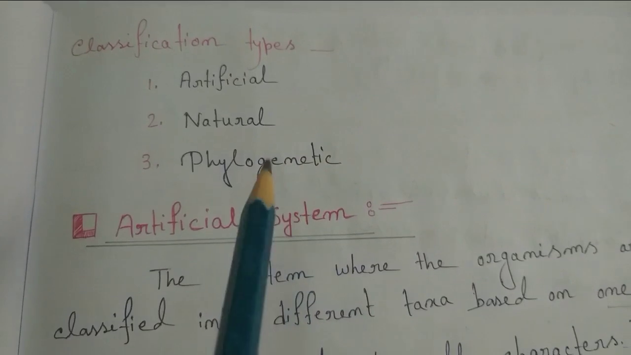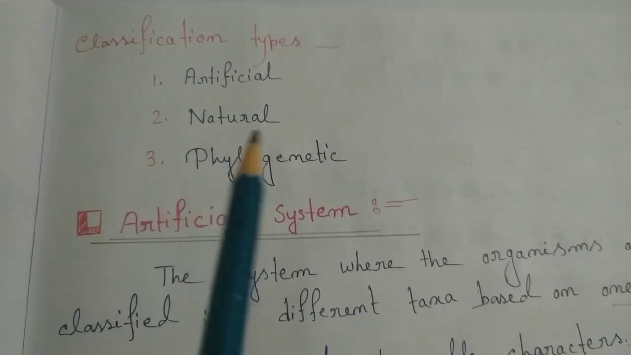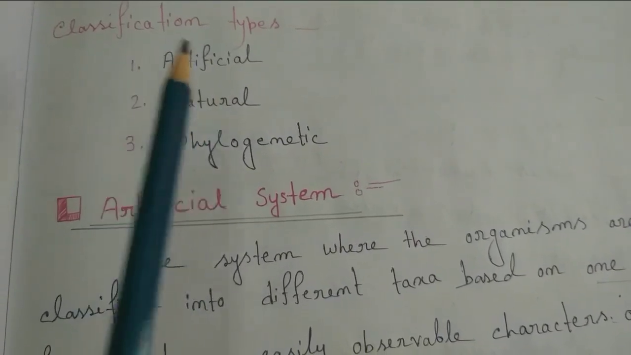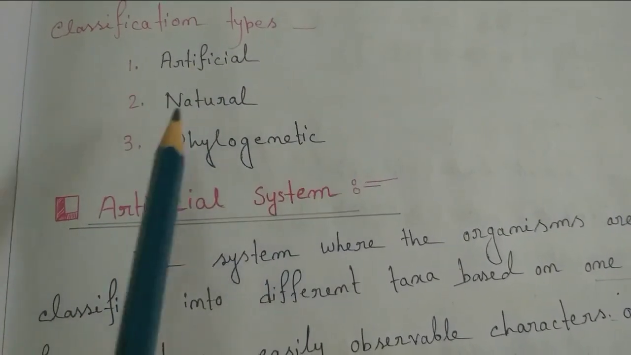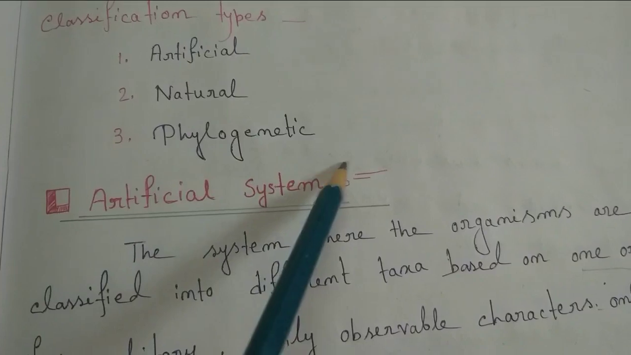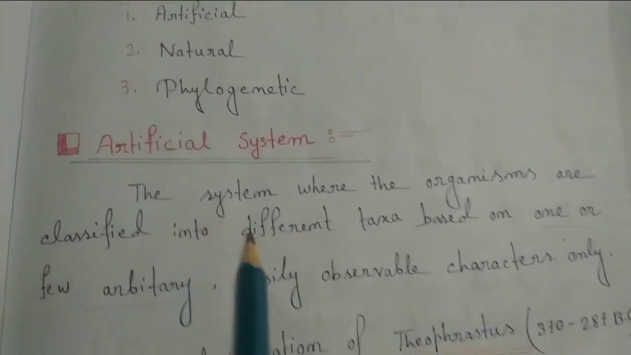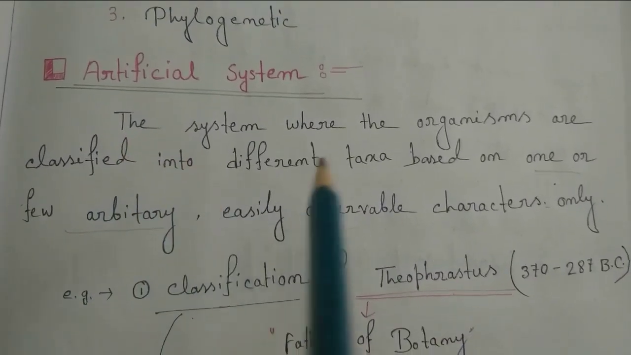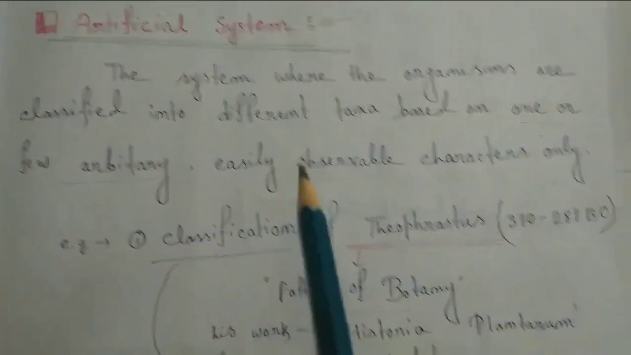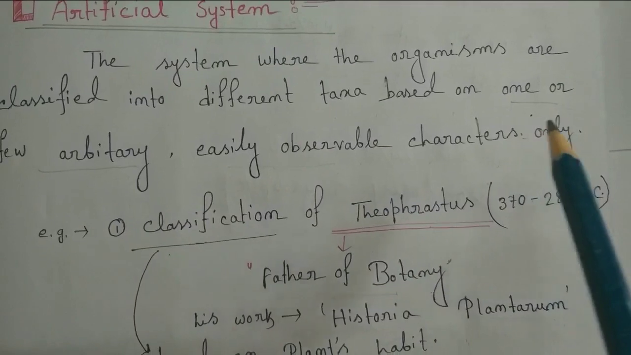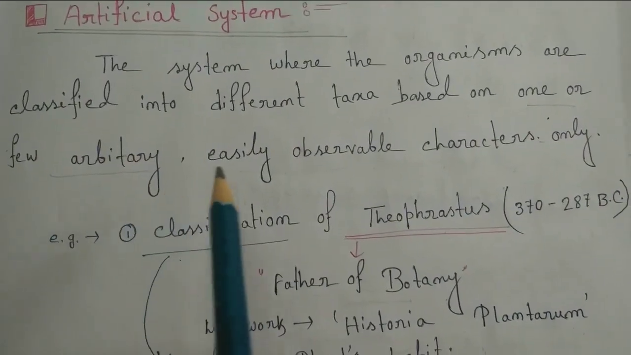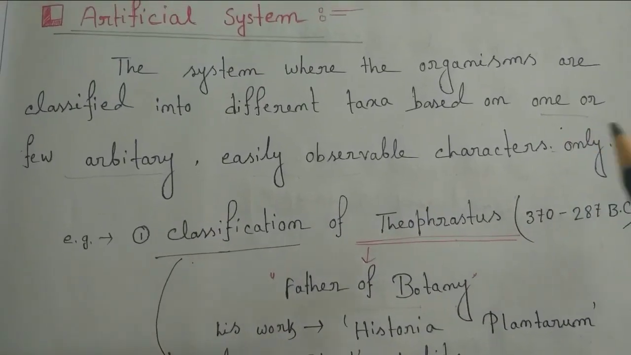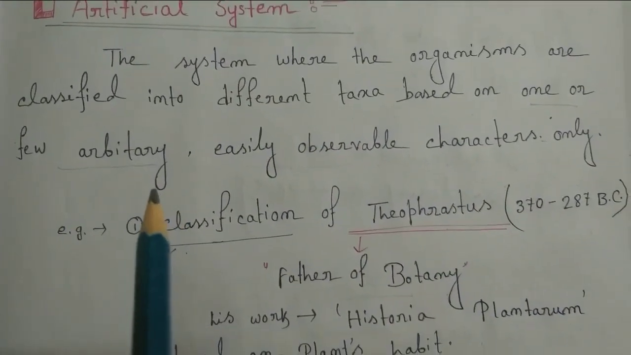Now we discuss the types of classification. Basically, there are 3 types of classification system: artificial system of classification, natural system of classification, and phylogenetic system of classification. In the artificial system, the organisms are classified into different taxa based on one or few arbitrary, easily observable characters only. That means one or few characters.